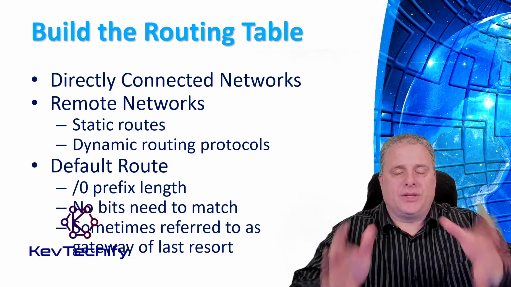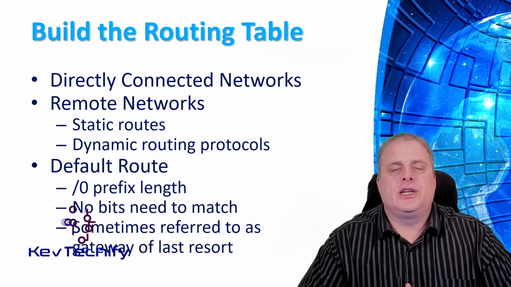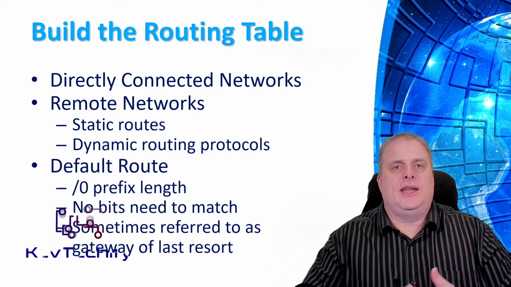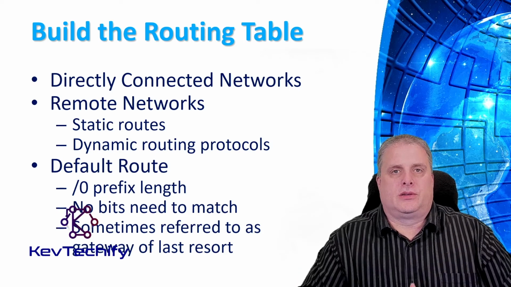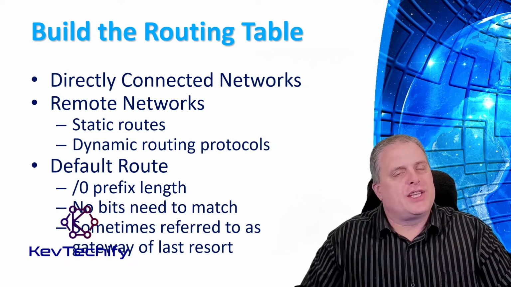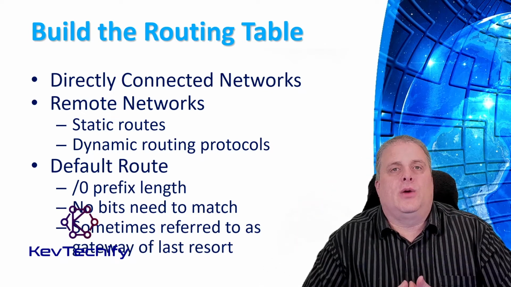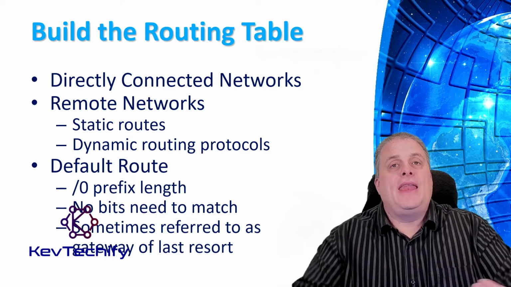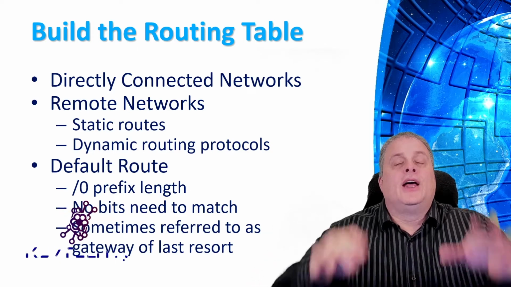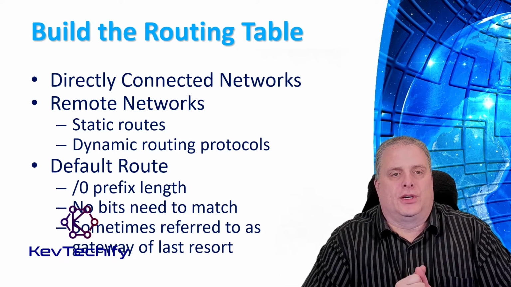How the router builds the routing table, it goes through a couple steps. First thing is any directly connected networks to that device. You can think of them as when you go into an interface and you set up an IP address on that interface on the router, that's a directly connected network. You had to do some configuration. That network is directly connected to it. Those networks get put into the routing table first.